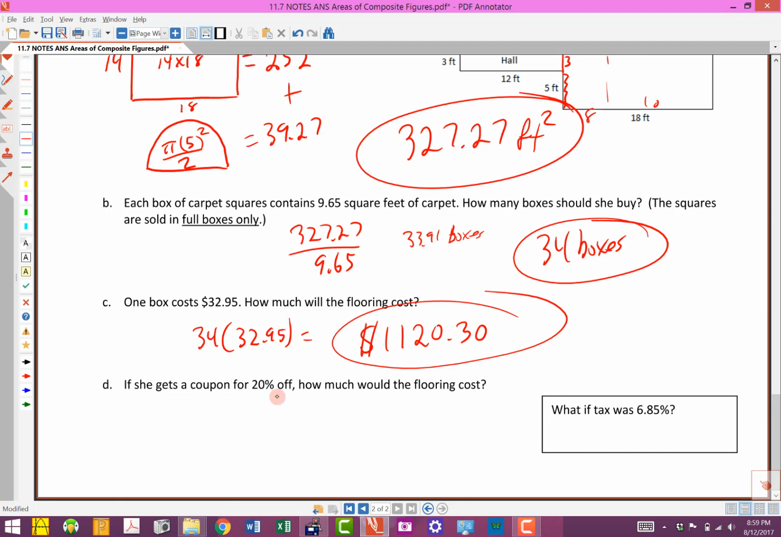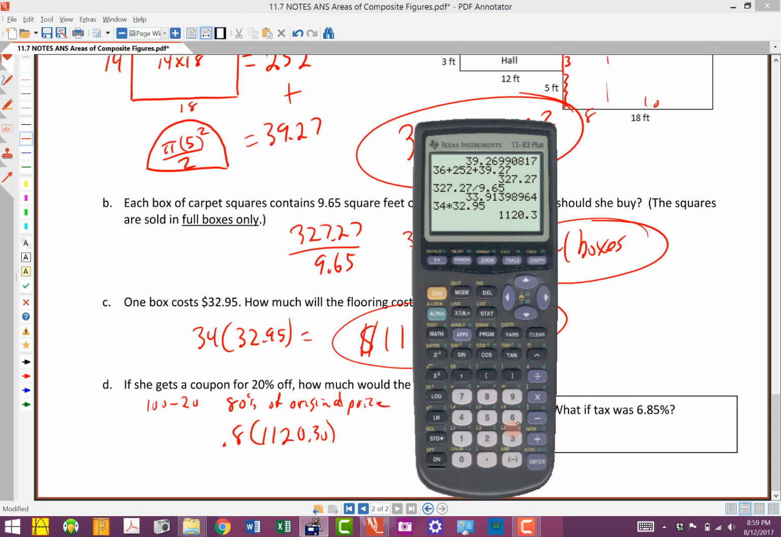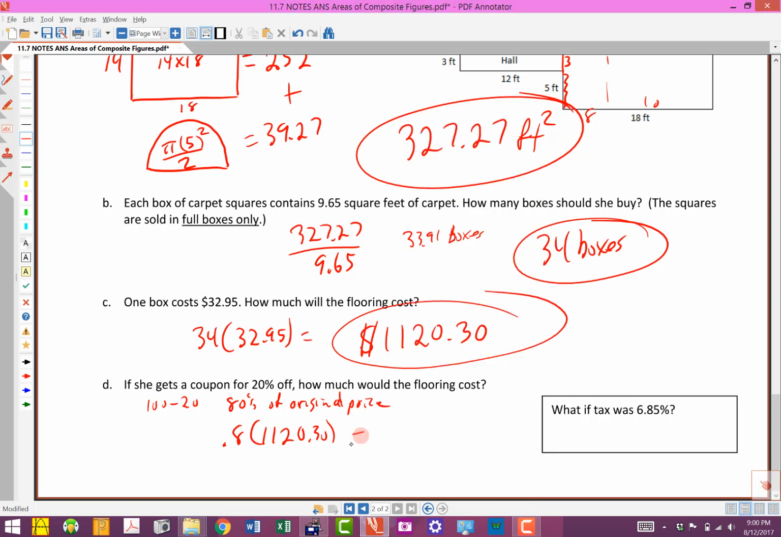If she gets a 20% off coupon, how much will the flooring cost? Well, again, there are two ways to figure this out, but let's do it the easy way. She was going to pay 100%, subtract the 20%. That means she's going to pay 80% of the original price. Okay, so we're going to do 0.8 times 1120.30. Let's grab the calculator, and we're just going to do times. We're going to take that last answer times 0.8, and we end up with $896.24. Okay, so there's the final answer.